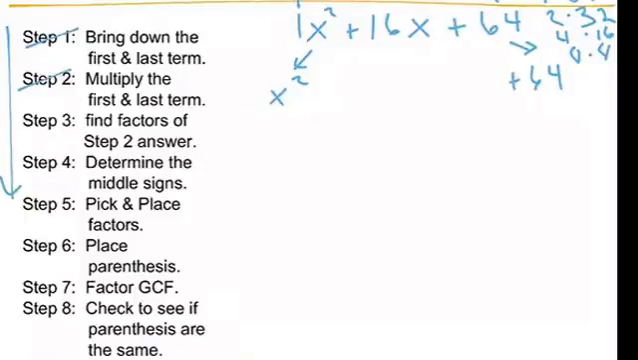Okay, so there are my factors. Now I'm going to determine the middle signs. So I am going to look at this number. Since it's a plus, that means that these two signs are going to be the same, and this tells me they're both going to be a plus.